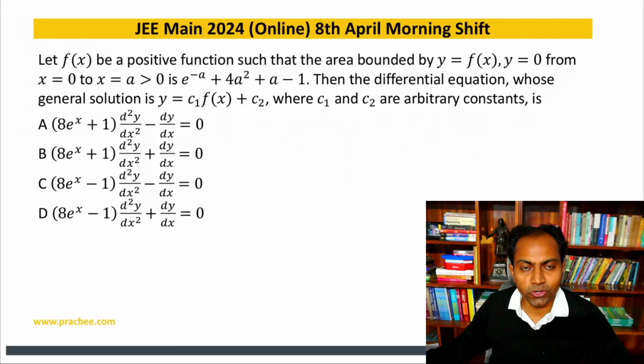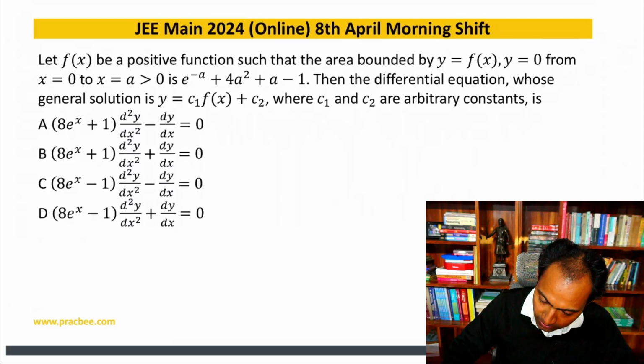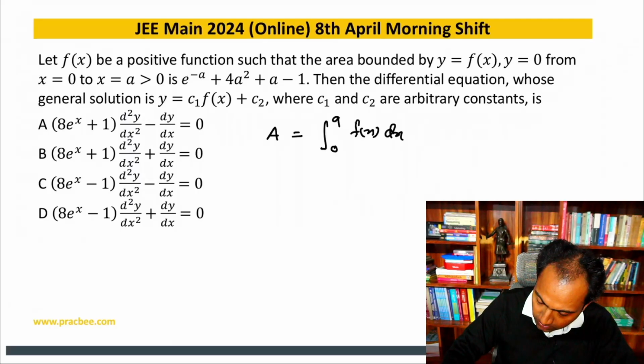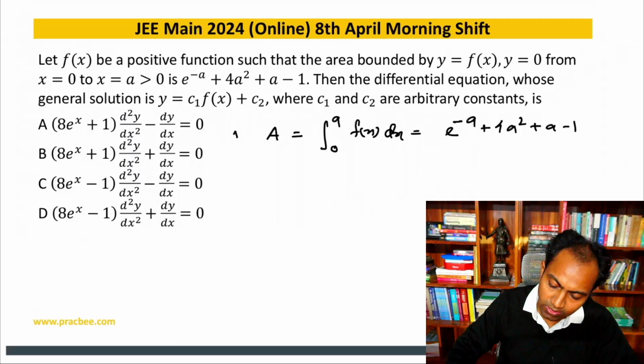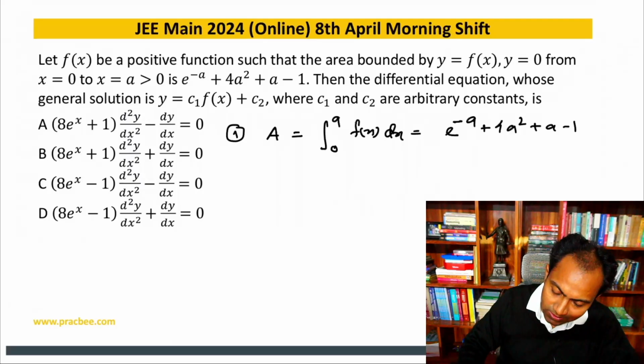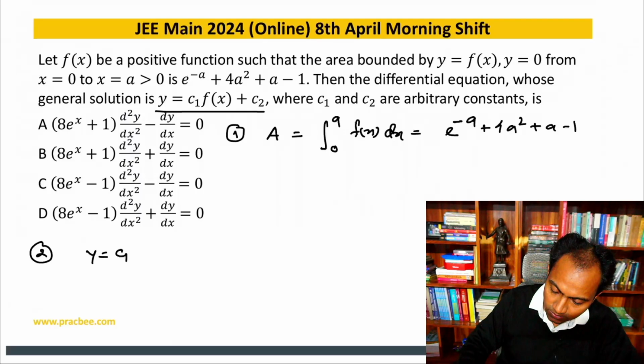If I look into this next 2024 question, this question says that if I find area, and area we have already done, area under curve from 0 to a, fx dx, the answer for that comes out to be e raised to the power minus a plus 4a square plus a minus 1. This is the first information that they have given to us. Second, they want us to find the differential equation of this curve Y is equal to c1 fx plus c2, and here we are going to use substitution method.